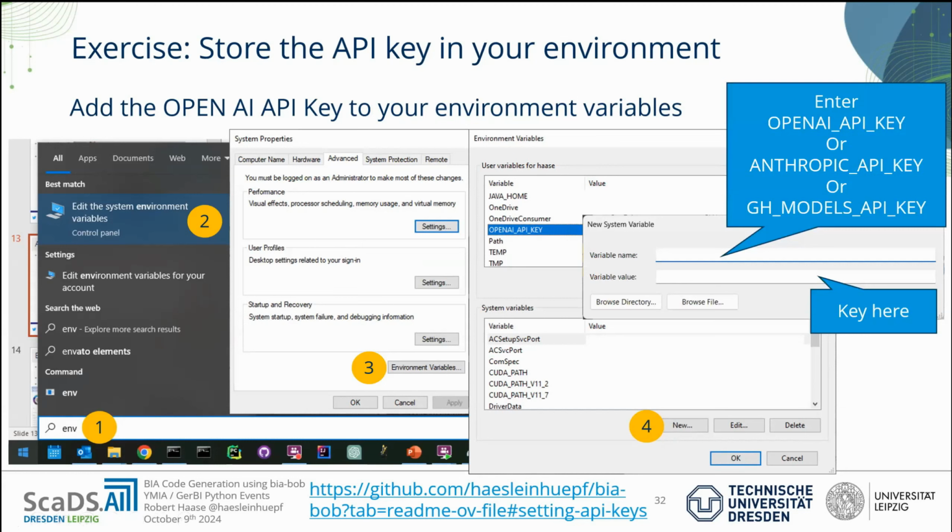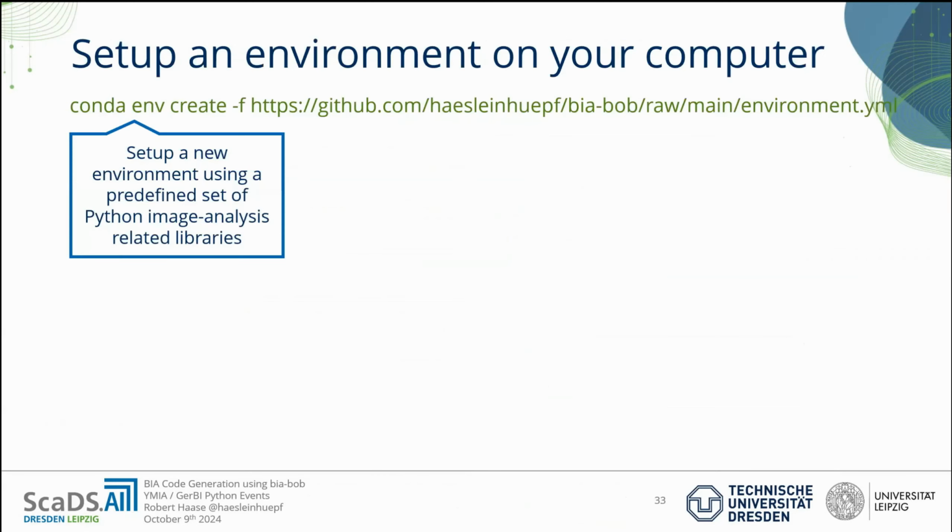And dependent on which model you have chosen, the OpenAI, Anthropic, or the GitHub models, you have to enter this as a variable name and then the key in the second field. And if you have saved it like that, closing all these windows, you afterwards have to basically restart your terminal if you have your terminal already open, and then you can continue installing it. And I think this is something Ricardo showed you last week, how to set up a Conda environment.